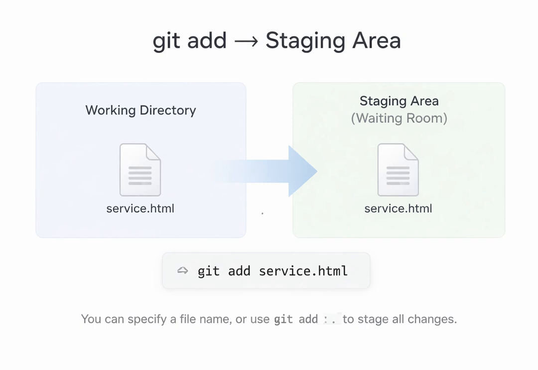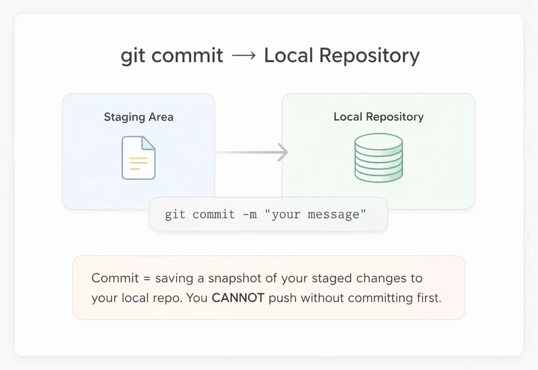You can also stage all changed files at once using git add dot, which is a very common shortcut. Once your files are staged, you run git commit to save that snapshot into your local repository. This is like officially logging a record of what changed and why. And this is a critical rule. You cannot push your code to GitHub without committing first. The commit is what creates the version history that Git is built around.